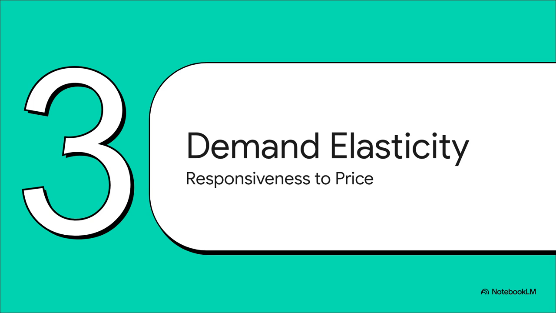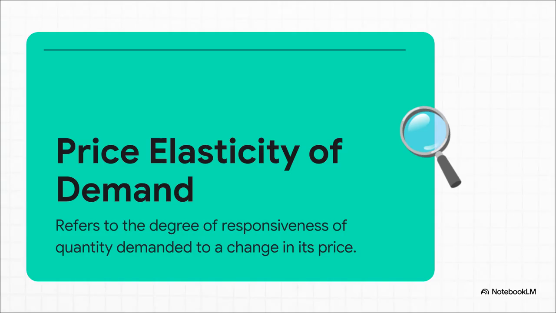So we know that when price goes down, quantity demanded goes up. But by how much? How sensitive are people to a price change, really? To answer that question, we need to get into our third section, understanding demand elasticity. So what is price elasticity of demand? Simply put, it's just a measurement of how much the quantity people demand changes when the price changes.